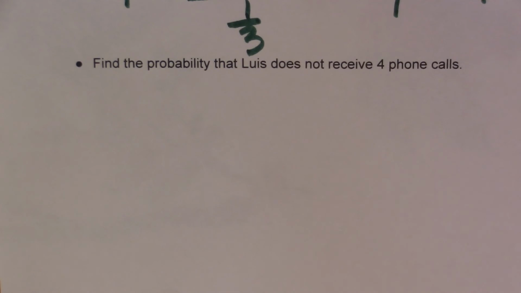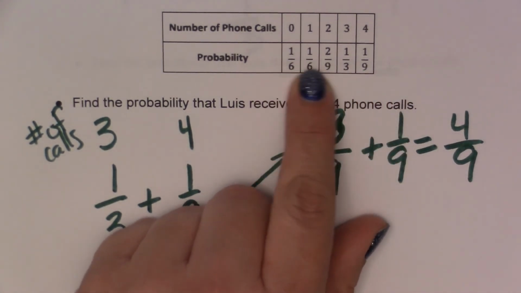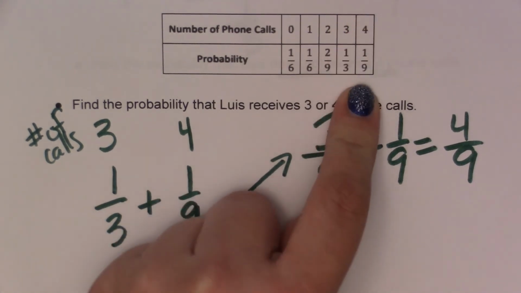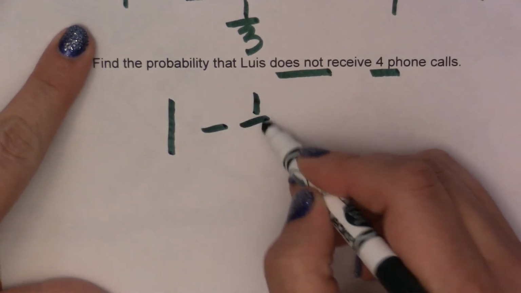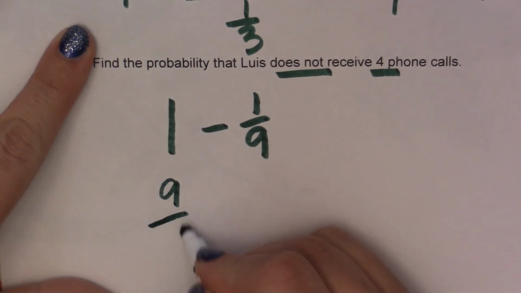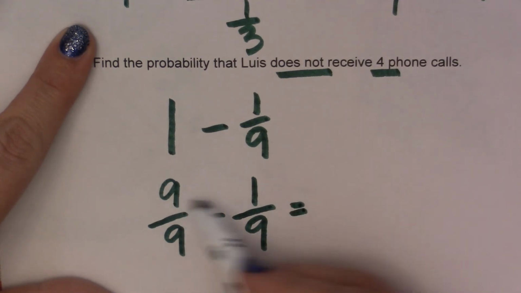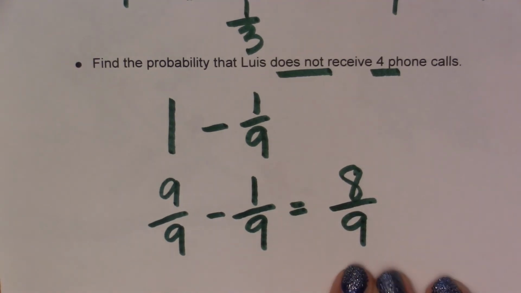Okay, and then our last question, find the probability that Luis does not receive 4 phone calls. So remember, if we add all of these up, this would equal a total of 1. So we're going to take out this 4 phone calls or 1/9. So we're going to say 1 minus 1/9. So we're going to make this look like a fraction. And then we subtract and we do 9 minus 1, which is 8. So the probability would be 8/9.